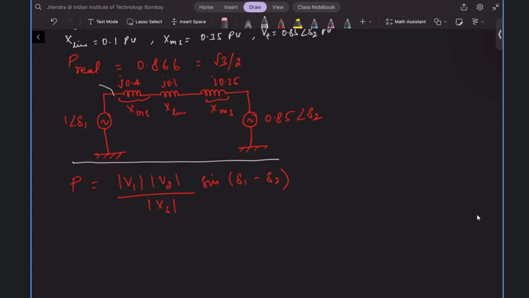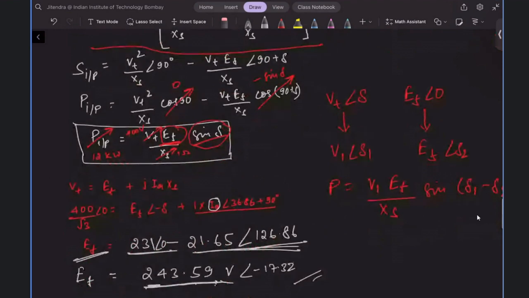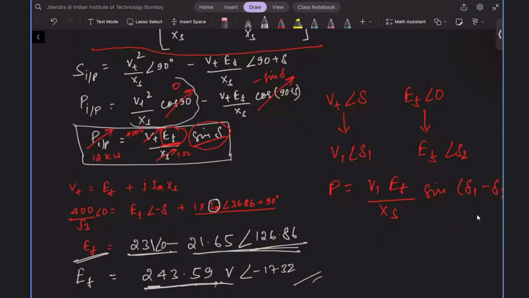So input power at this node, with voltage V1 angle delta 1 and the conjugate of the current, will be your apparent power. And from that apparent power, you can calculate the real power, right? And you will end up with this particular expression, because one term will be cancelled out because of cos 90, since it is an inductor. Just like here, this component will be cancelled out, and you will end up with this particular expression.